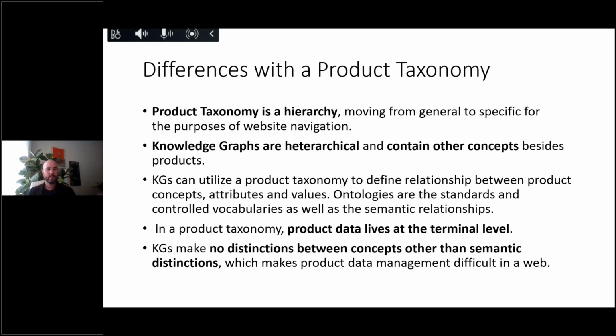Another difference is that product data lives at the terminal level of a taxonomy. Product data can live at any point in the knowledge graph. That makes the knowledge graph maybe less useful for managing product data and more useful for ingesting and analyzing product data. There's really no distinction between the different classes in the knowledge graph, except for those directional semantic distinctions which connect the different nodes.